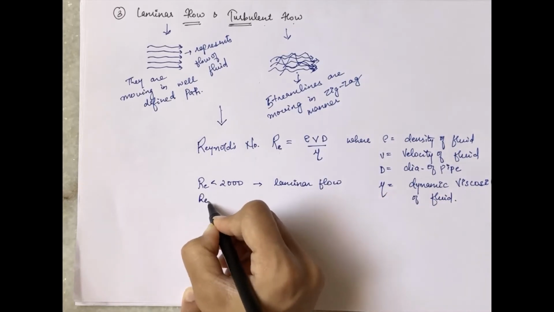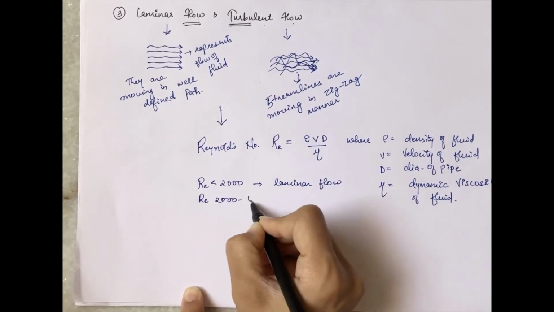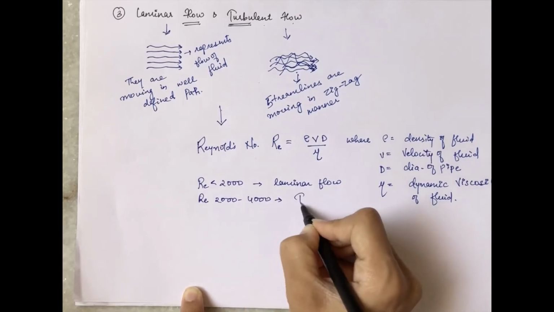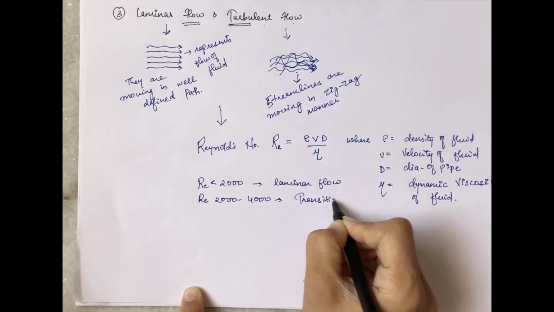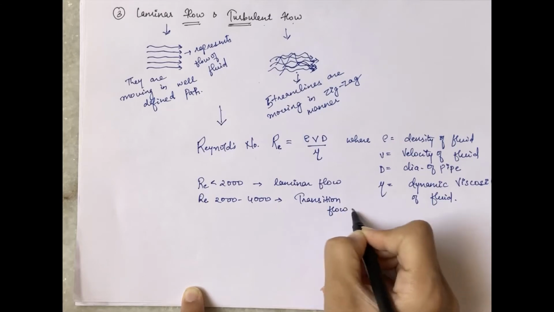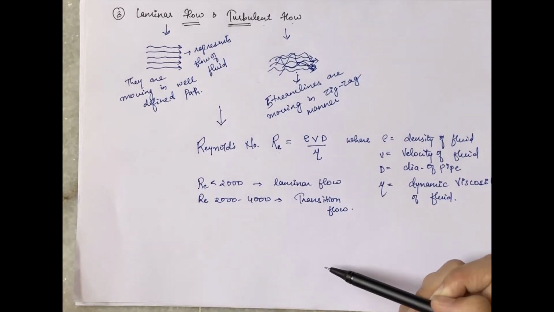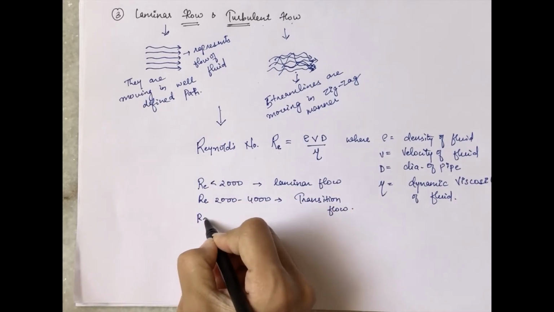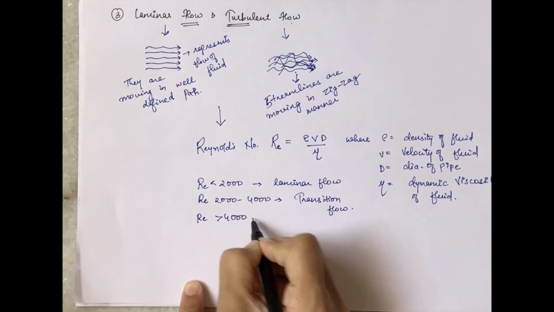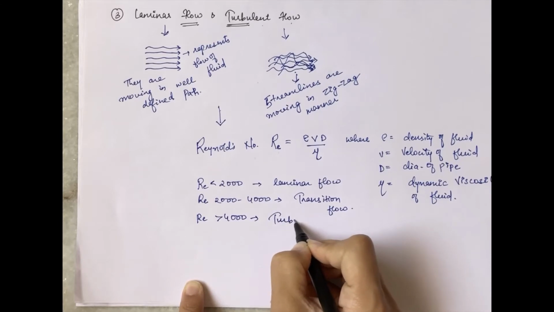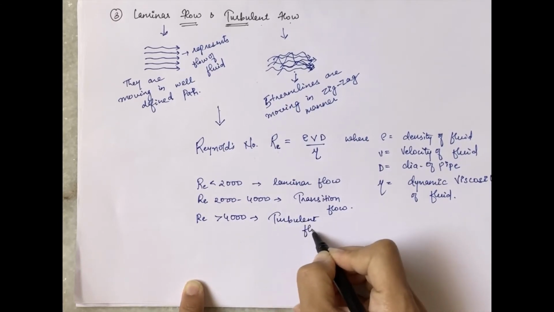If the value of Re is between 2000 to 4000, it is known as transition flow. Transition flow means the flow is changing from laminar to turbulent flow. And if Re is greater than 4000, then it is known as turbulent flow.